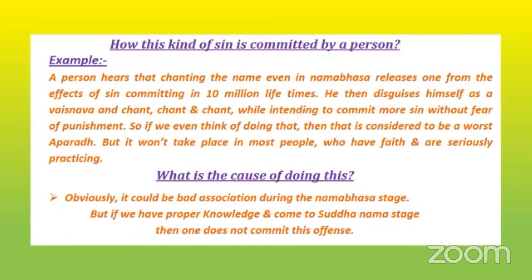So today we are going to see how serious this is. It could be bad association during the Namabhasa stage. But if we have proper knowledge and come to the Suddhanama stage, then one does not commit this offense. If we commit this offense, then it is because we don't have proper knowledge, or we have knowledge but don't want to use it because of our attachment to that Asat Sangha. That's all.